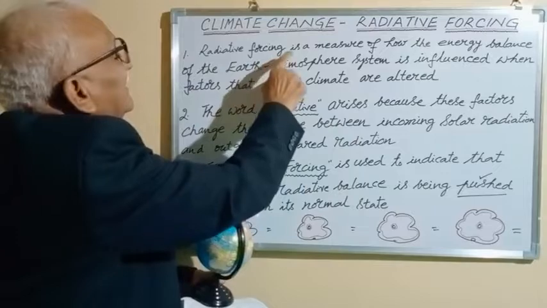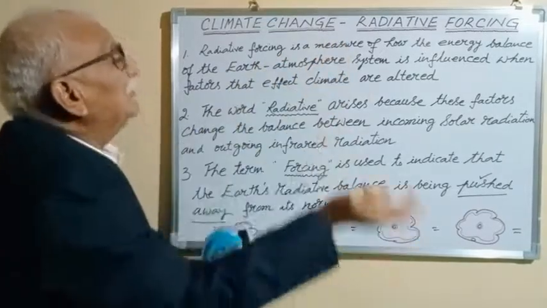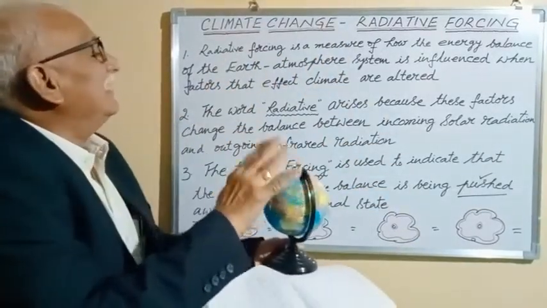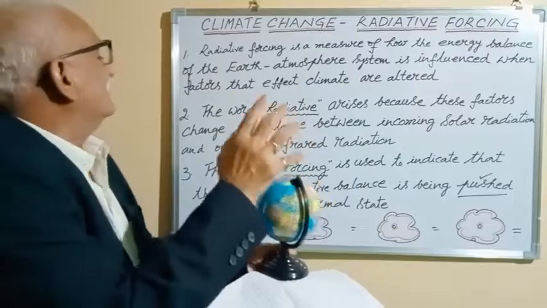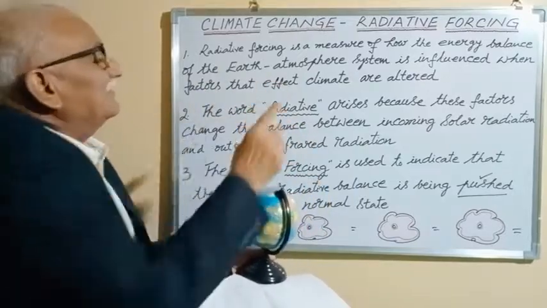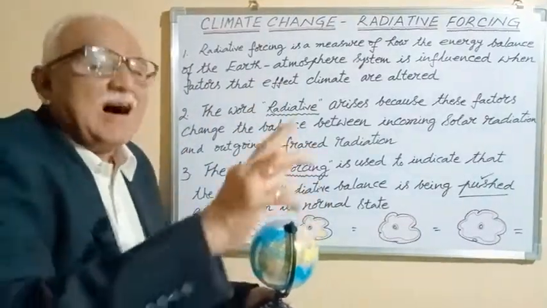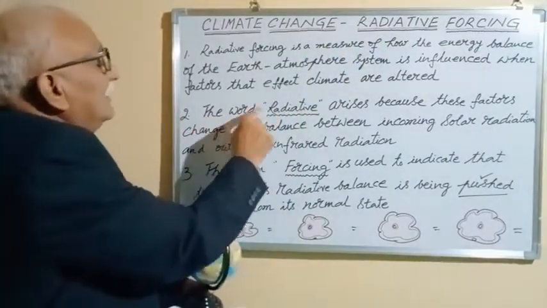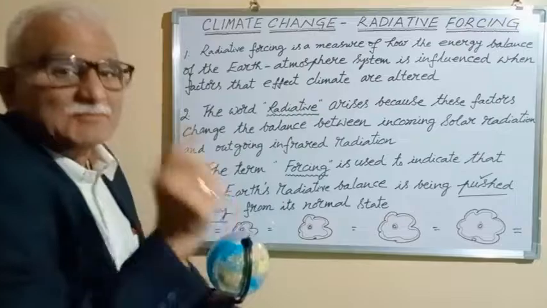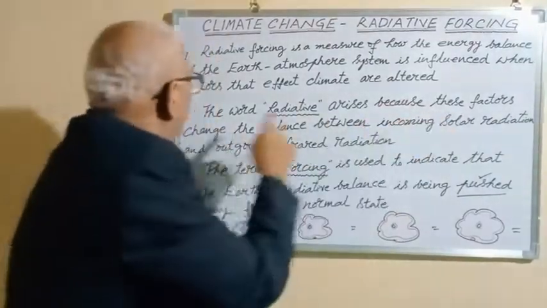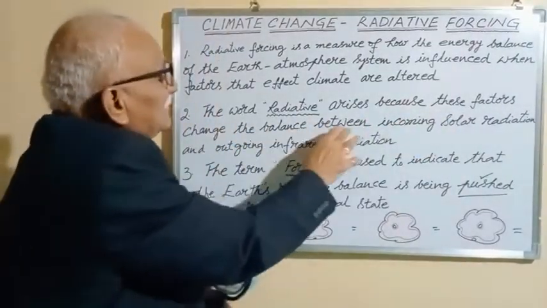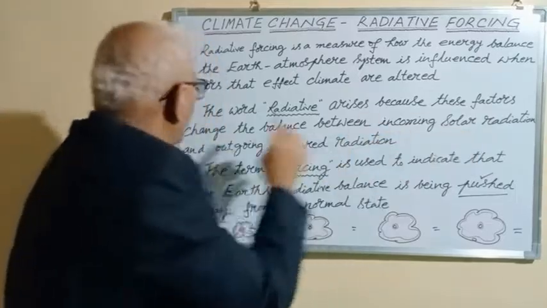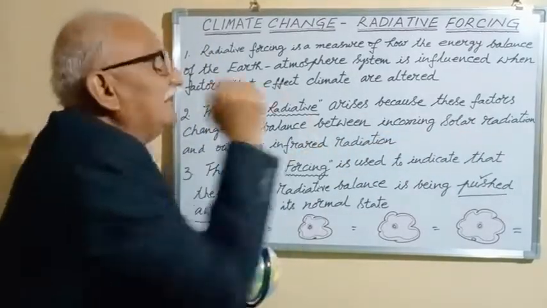Radiative forcing is a measure of how the energy balance of the Earth atmosphere system is influenced when factors that affect the climate are altered. Now, what is the meaning of radiative here? The word radiative arises because these factors change the balance between incoming solar radiation and outgoing infrared radiation.